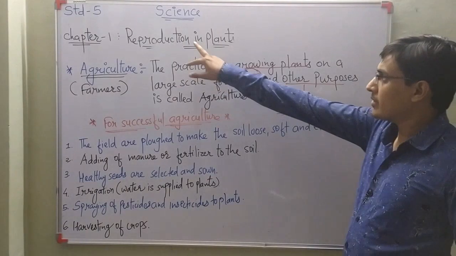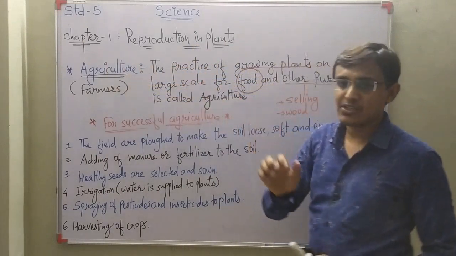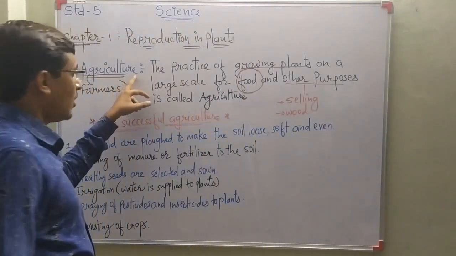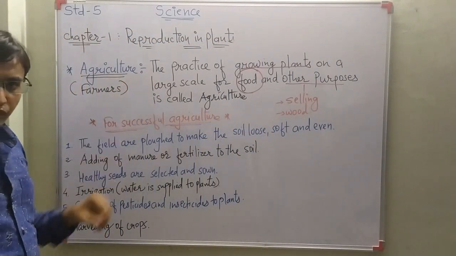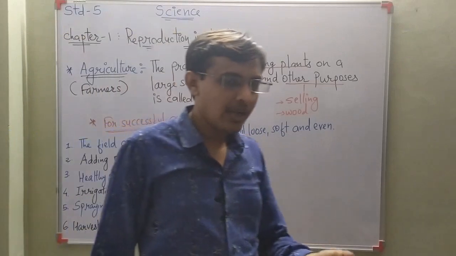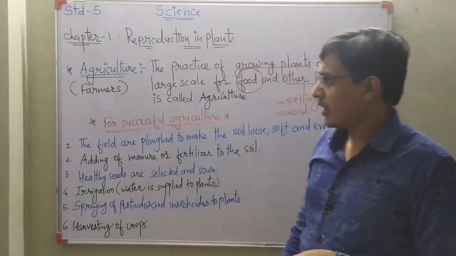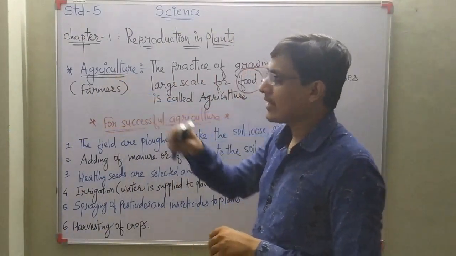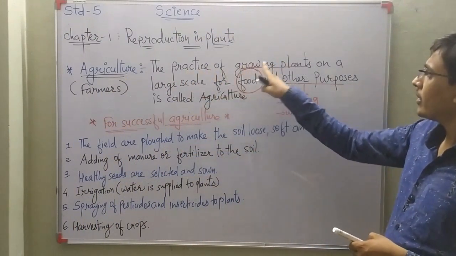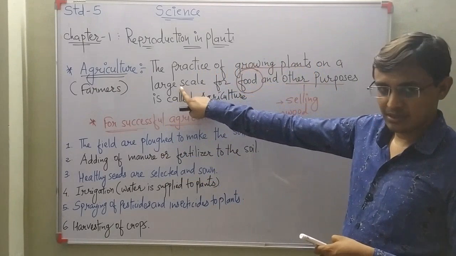So students, in chapter number 1, the topic is agriculture. Okay, what have we completed? We have completed reproduction and structure of the seed, reproduction by the seed and other parts. Okay, now our topic is agriculture. So what is meant by agriculture? The practice of growing plants on a large scale.